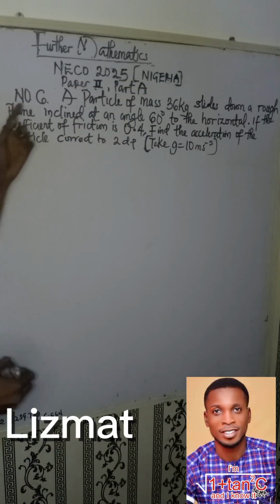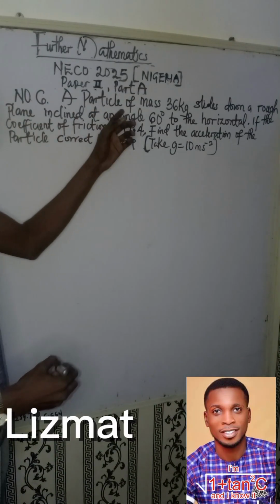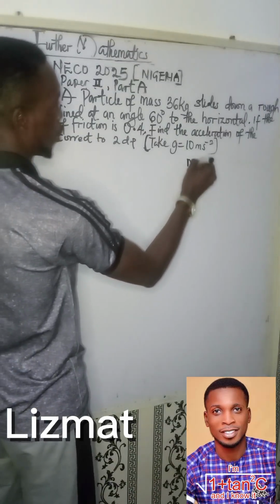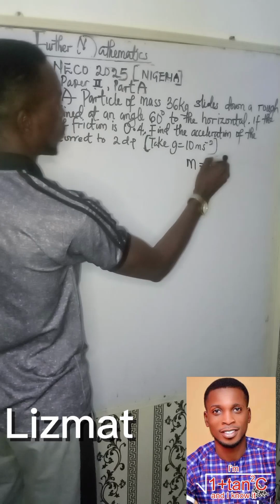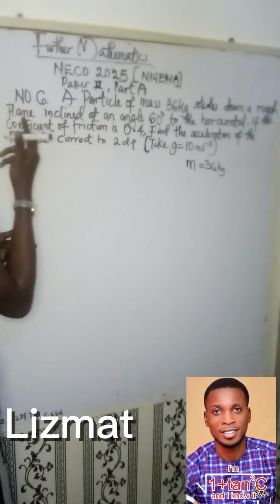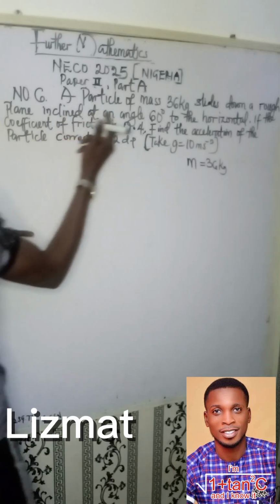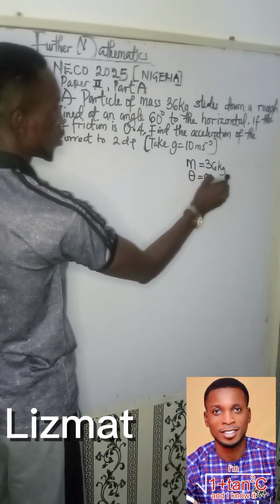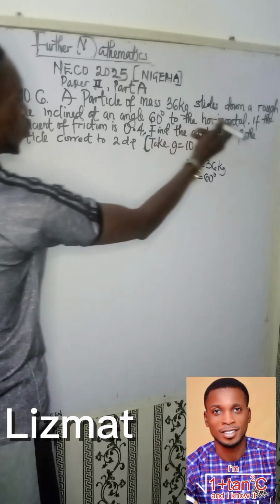All right, so this is question 6. A particle of mass 36 kg. Okay, so let's write the parameters out. The mass of the particle is 36 kg, and it slides down a plane inclined at an angle of 60 degrees. So the angle of inclination is 60 degrees to the horizontal.